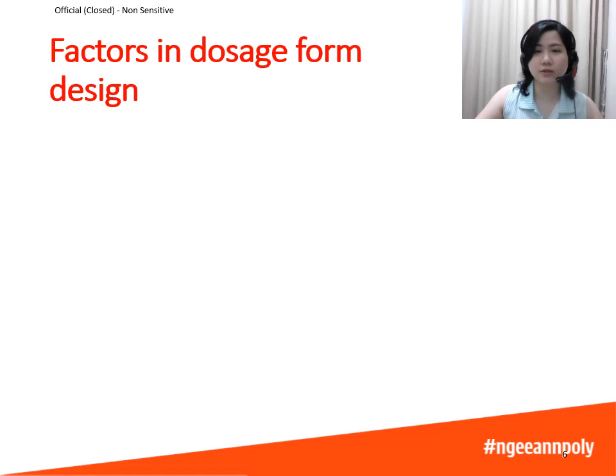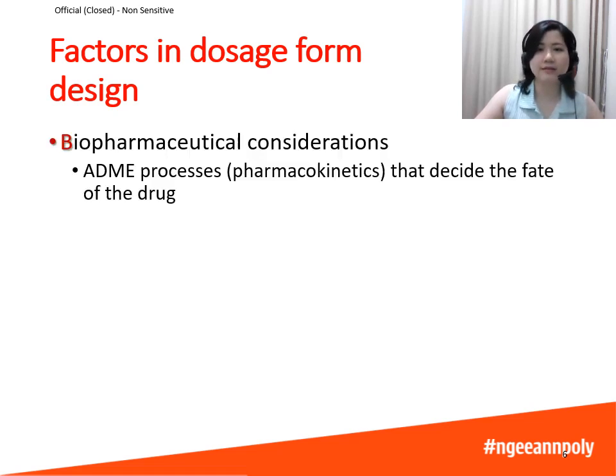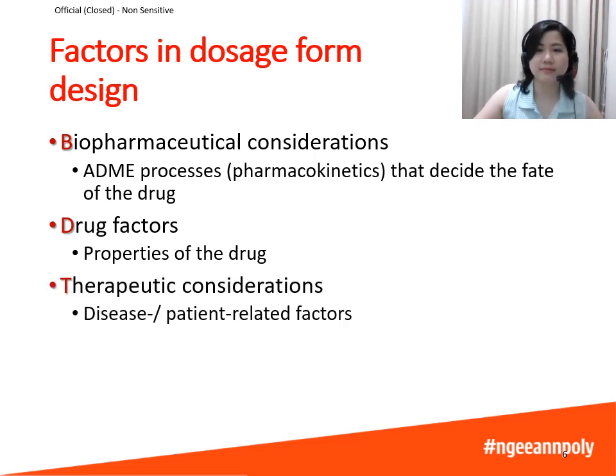When designing a dosage form, many factors have to be taken into consideration. There are biopharmaceutical considerations. This refers to how the body handles the drug. There are the properties of the drug itself. And there are also therapeutic considerations related to the type of disease or patients who will be using the drug.